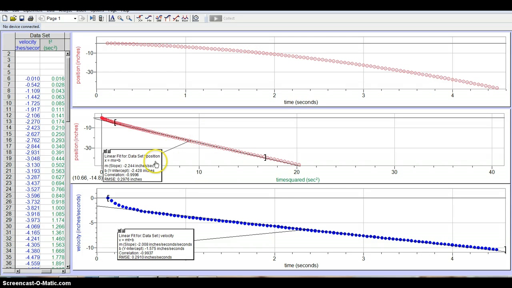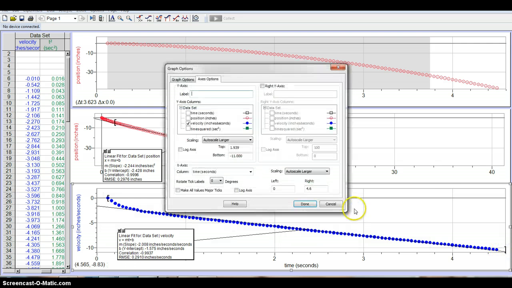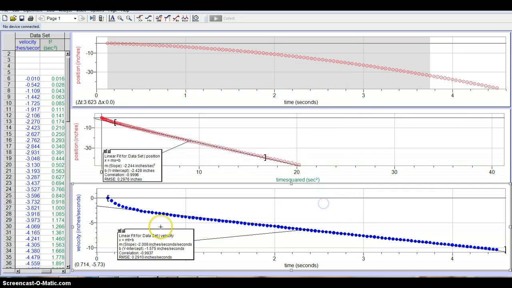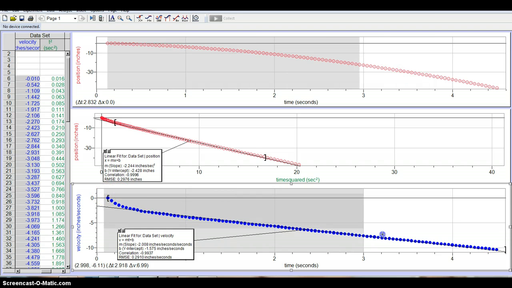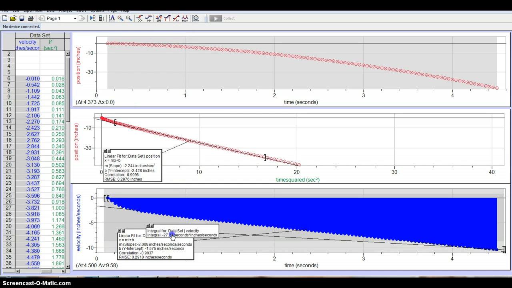Now to find displacement, you take the area of this velocity graph. So I'm going to highlight it like so. You don't have to highlight it, just click. Then click integral, and it says that the integral is negative 27.23, so I'll say negative 27.25. So it says that the displacement is negative 27.25 inches.